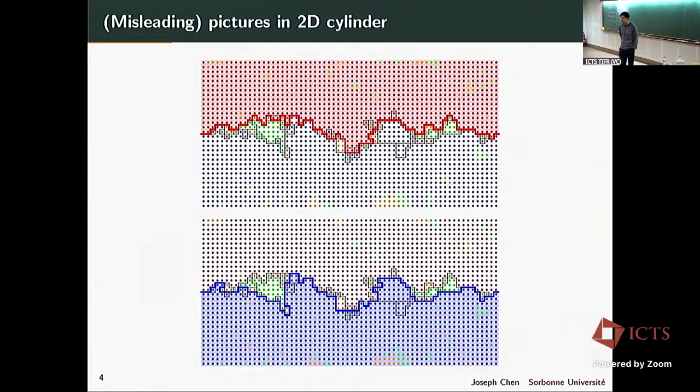And in this misleading picture, what are the boundary conditions? So it will be on the cylinder with red on top and blue on bottom. So this picture on the left.